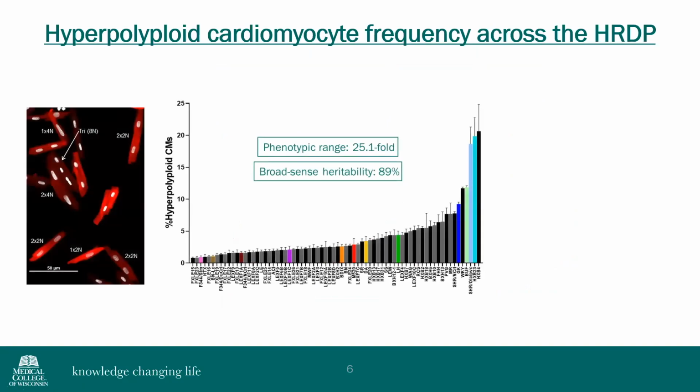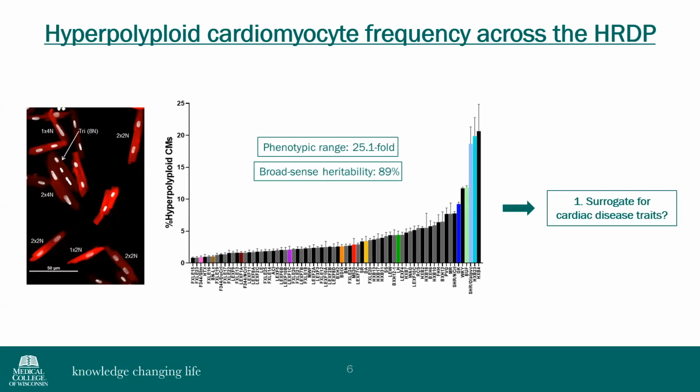So far, I have been able to quantify the frequency of hyperpolyploid cardiomyocytes across 72 strains. It was a lot of work, like 2 years' worth. The frequency ranges from 0.8% to 20.7%. Notably, this phenotype has a broad sense heritability of about 89%, suggesting that this phenotypic variation is largely due to the genetic variation in these strains.